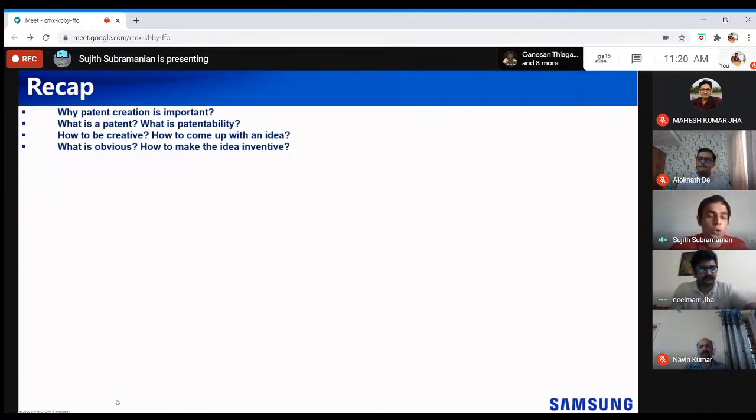We also saw what is a patent. We have spoken so much about patents. By now, I hope you have a small hint of what a patent is, and that it is no longer just a concept, but something that you can perceive, that you can imagine, that is within your reach, that you can actually achieve. We also took you through some examples to show what is patentability.